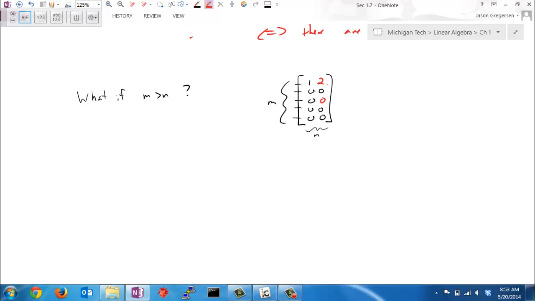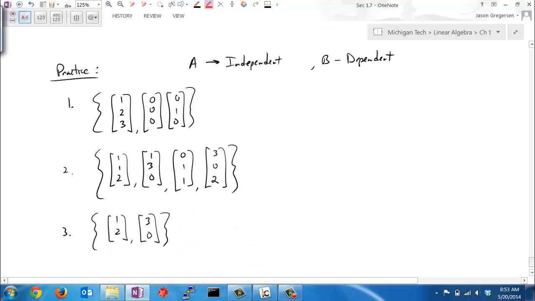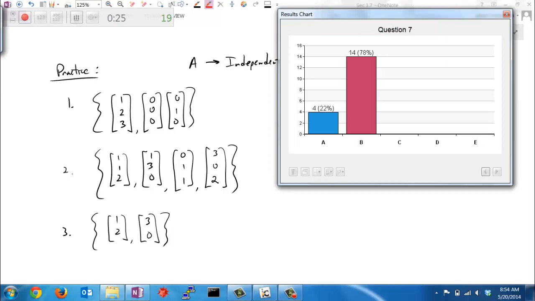Okay. So let's do a little bit of practice here. Quick clicker quiz, and then this should about end us up here. So independent or dependent? We'll start off with number one here. This set of vectors, independent or dependent? All right, most saying dependent.